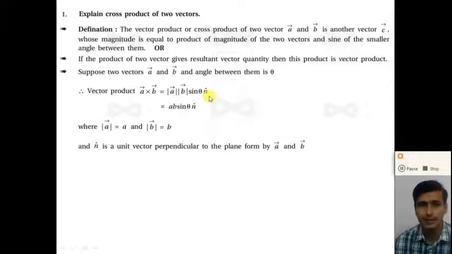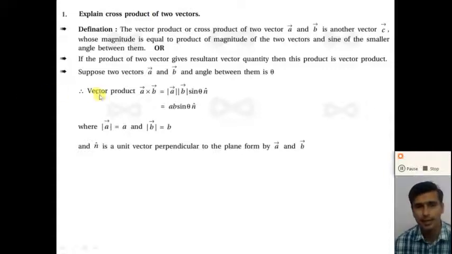And here the result of the vector product of A and B is a vector quantity, so the direction of the vector product of vector A and vector B is in the direction of n cap. Or we can write it like this also: A cross B is equal to AB sine theta n cap. The dot product, you know, A dot B is defined as AB cos theta, and A dot B is a scalar quantity, so direction is not required.